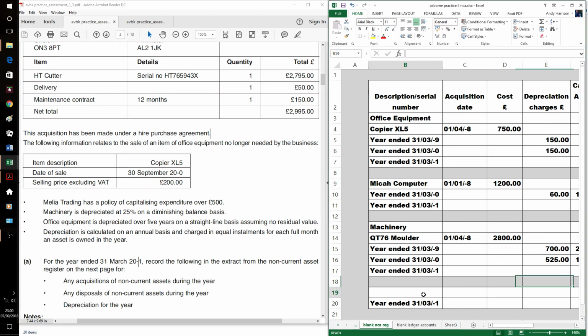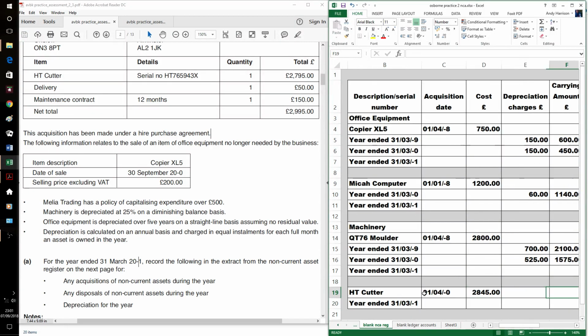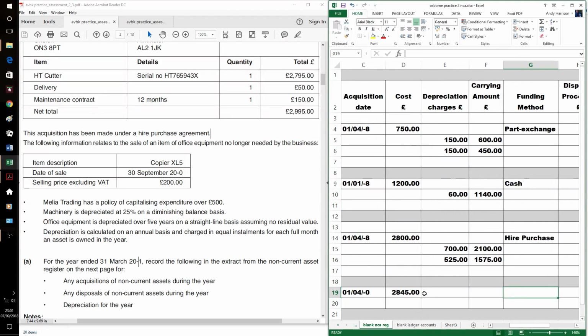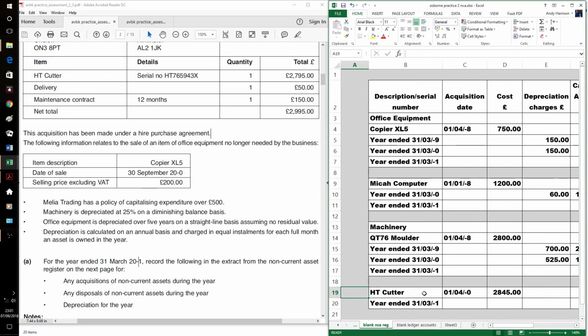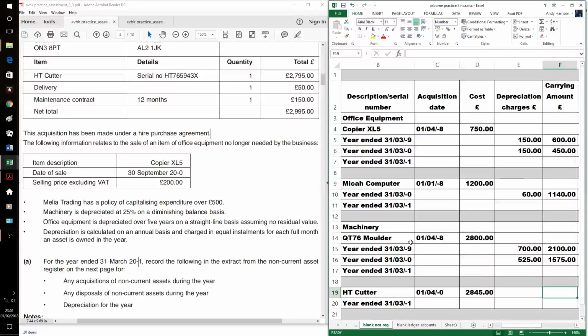So acquisitions first. Our acquisition was our new HT cutter, and we bought it on the first day of the financial year. And we've already discussed it was 2845 because we can't include the maintenance contract. And we bought it on HP, on the NOC as it used to be called. That's the acquisition.